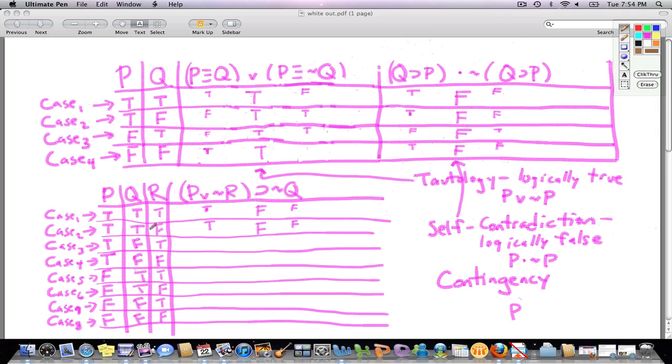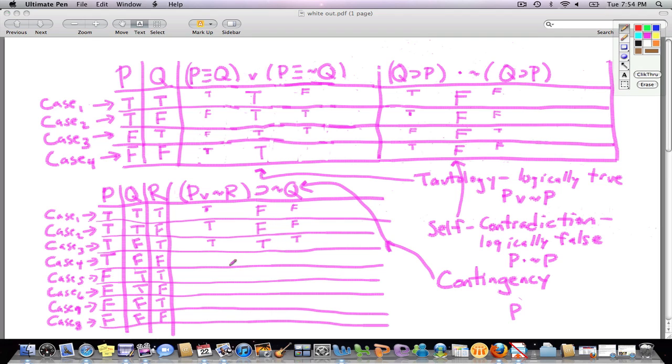Moving on to case 3, calculate it yourself, P true and R true, so that's going to be true or false. The expression in parentheses here is still going to be true. Okay, not Q in this case is going to be true. I have Q false here, so I'm going to have T horseshoe T. The expression is true. At this point, we already know that we have a contingency. Why? There's a way it can be false, either case 1 or case 2. There's a way it could be true, case 3.